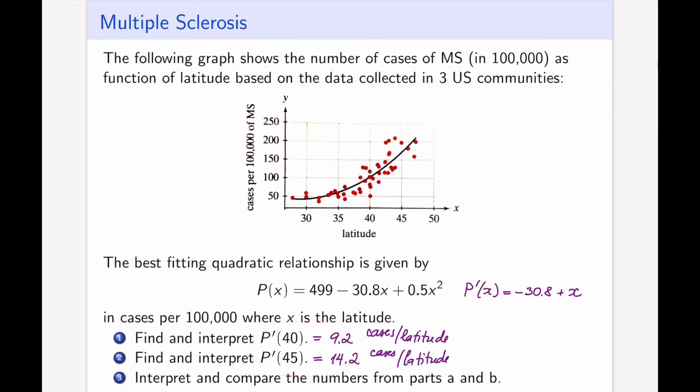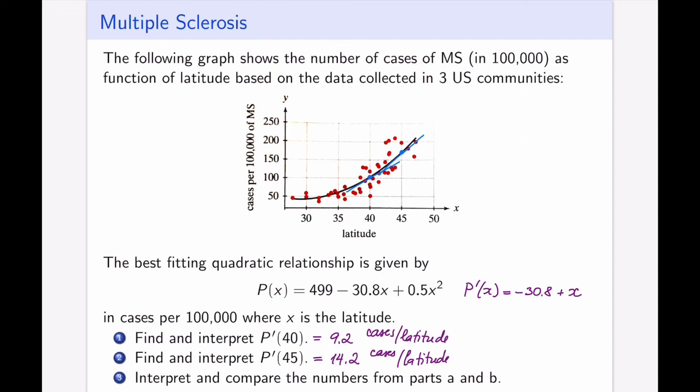Since we're given the graph of this function, let's also think about what these numbers represent on the graph, and whether our graphical visualization supports the fact that these numbers seem to be growing with latitude. So at 40, I'm going to look at this here. The derivative, remember, represents the slope of the tangent at that point. So if I draw a tangent line here, the slope of it at 40 should be the value of the derivative, so 9.2. If I draw the tangent at 45, the slope should be 14.2, and what I should be seeing on the graph is that my slope is in fact steeper.